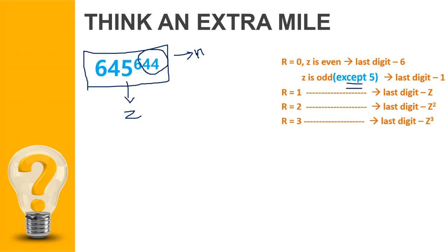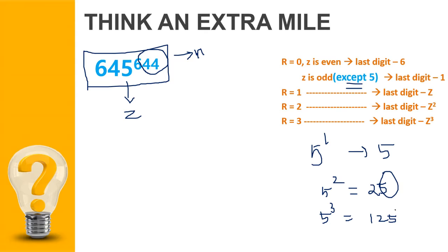It's quite simple. See, 5 power 1 gives you 5. 5 square gives you 25, which is just 5 in your units place. And 5 cube is 125, again 5 in your units place. And 5 power 4 is 625, again 5 in your units place. So this tells you that 5 power any number, it can be any number under the sky, any number of digits, gives you only 5 in your units place.